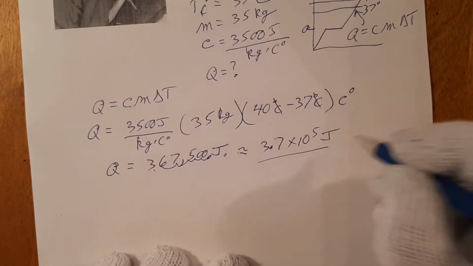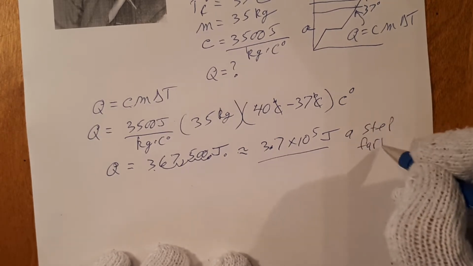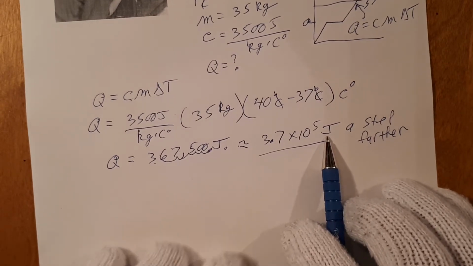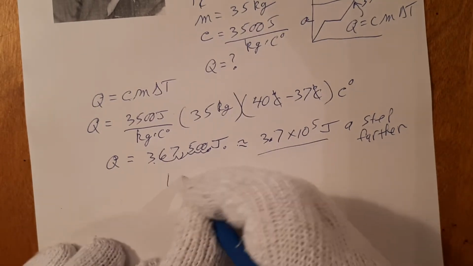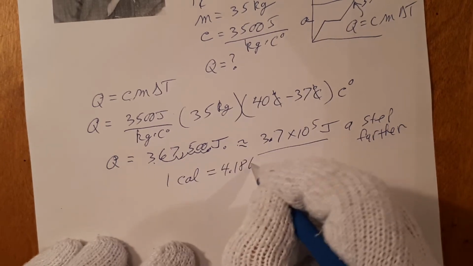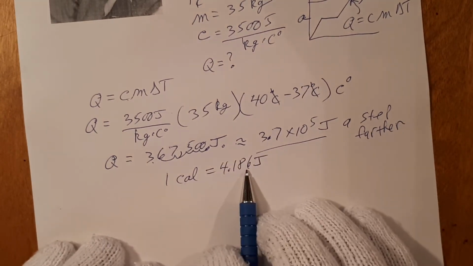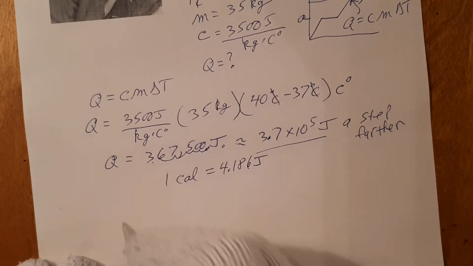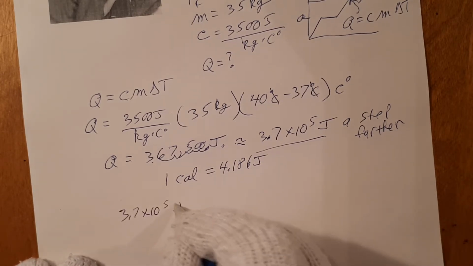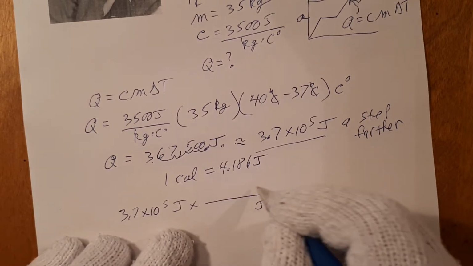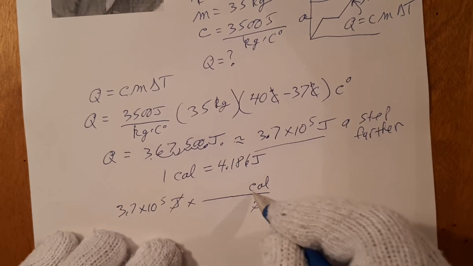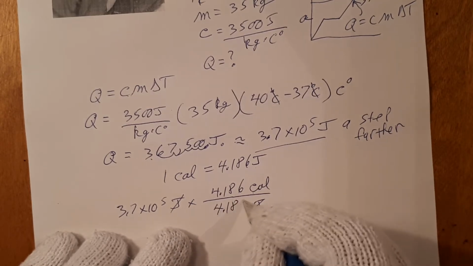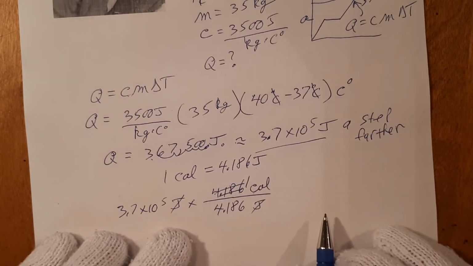Well, let's take this a step further and let's convert joules to calories. Calories is something we all understand. 1 calorie is equal to 4.186 joules. 1 little calorie is equal to 4.186 joules. So changing this value to calories, we put the value down that we know, 3.7 times 10 to the power of 5 joules times this conversion factor. Joules in the bottom, calories on top. These are little calories, as I call them, small letter c. Oh, my mistake, 4.186 joules to 1 calorie.